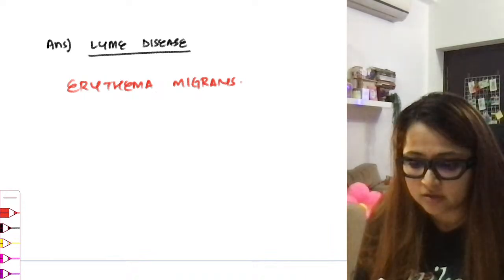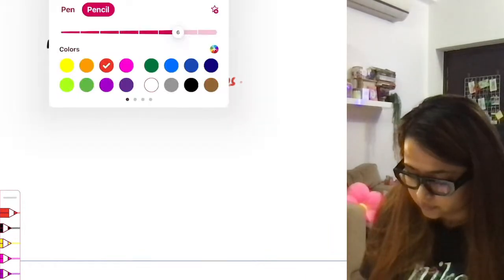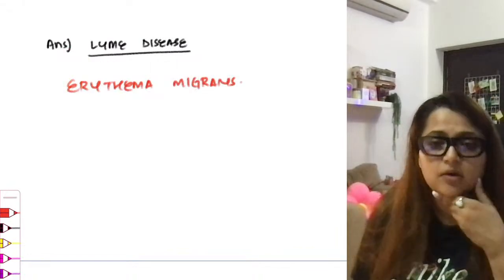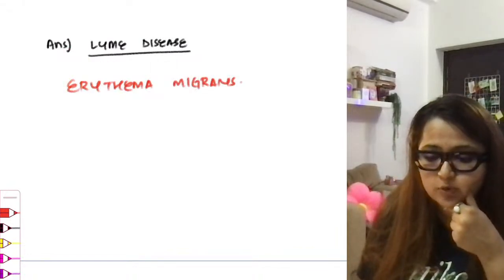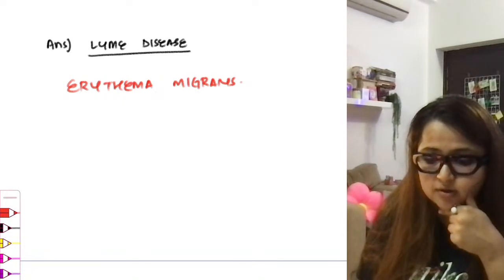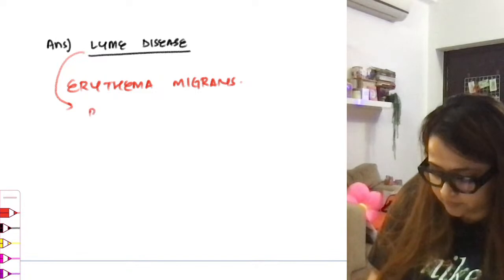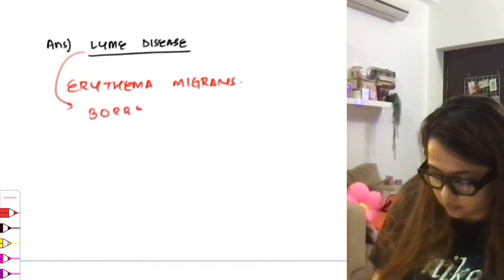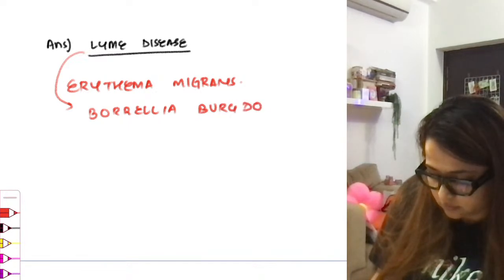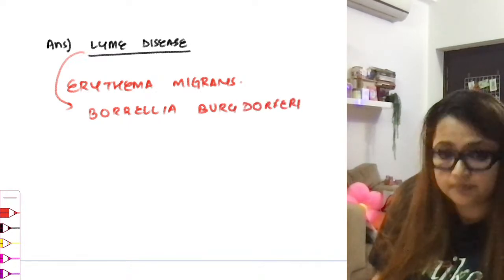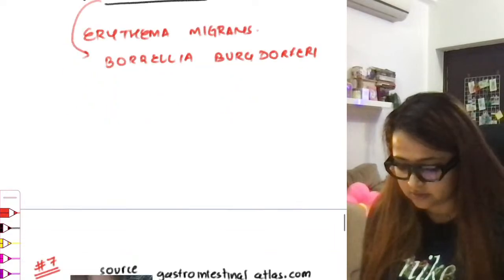All right, know this point. Now, when you talk about Lyme disease, which organism is responsible for causing it? The answer to this question is Borrelia burgdorferi. All right. Moving on to the next question.